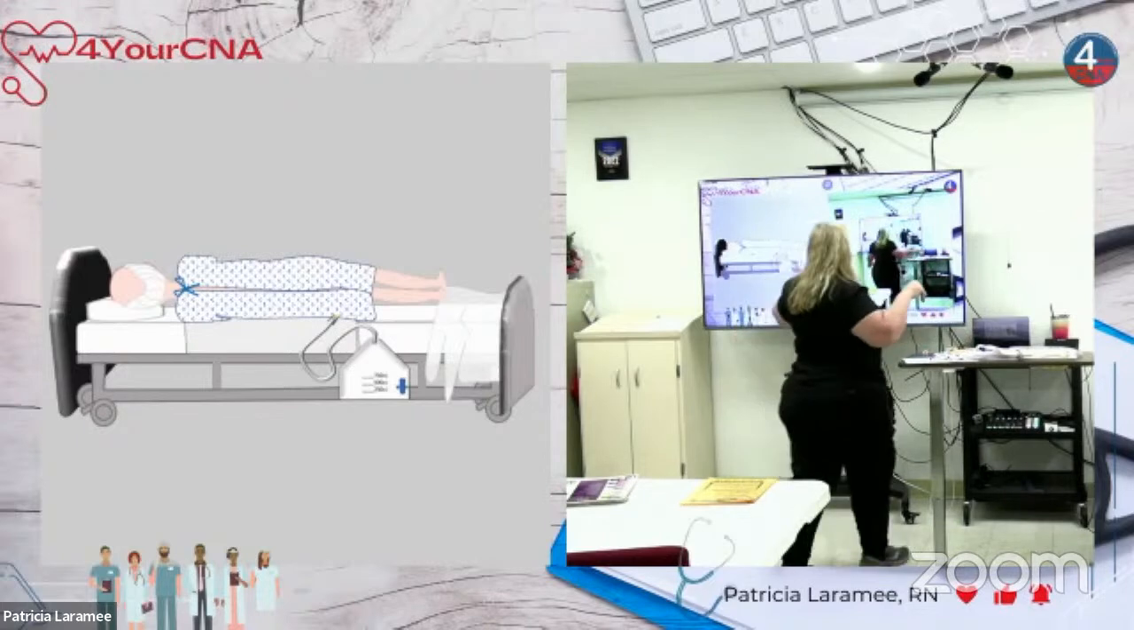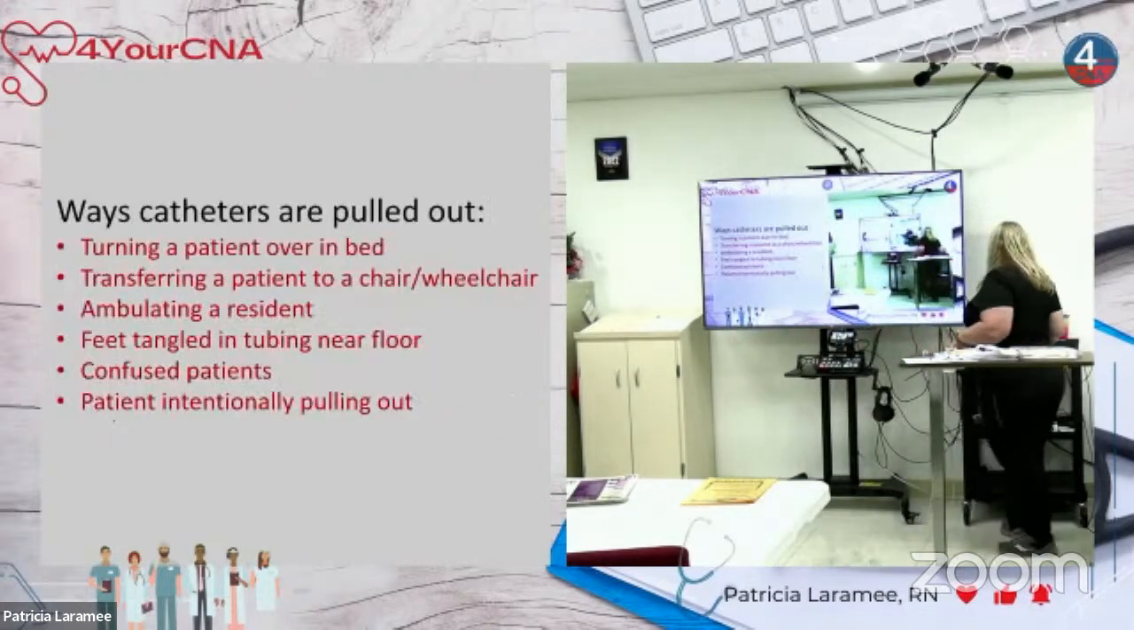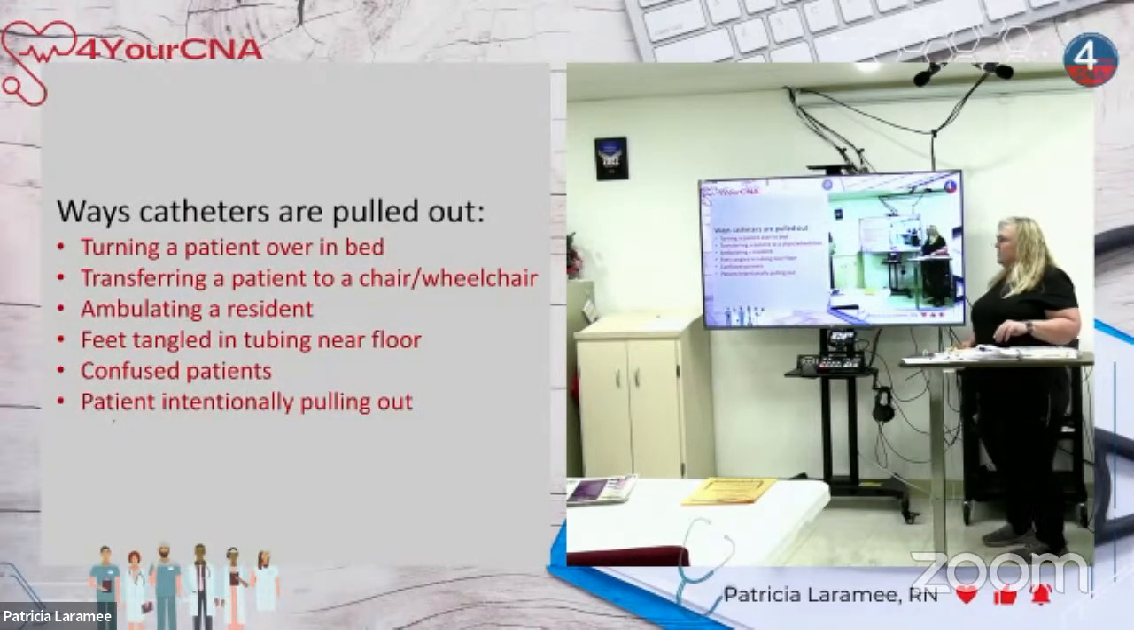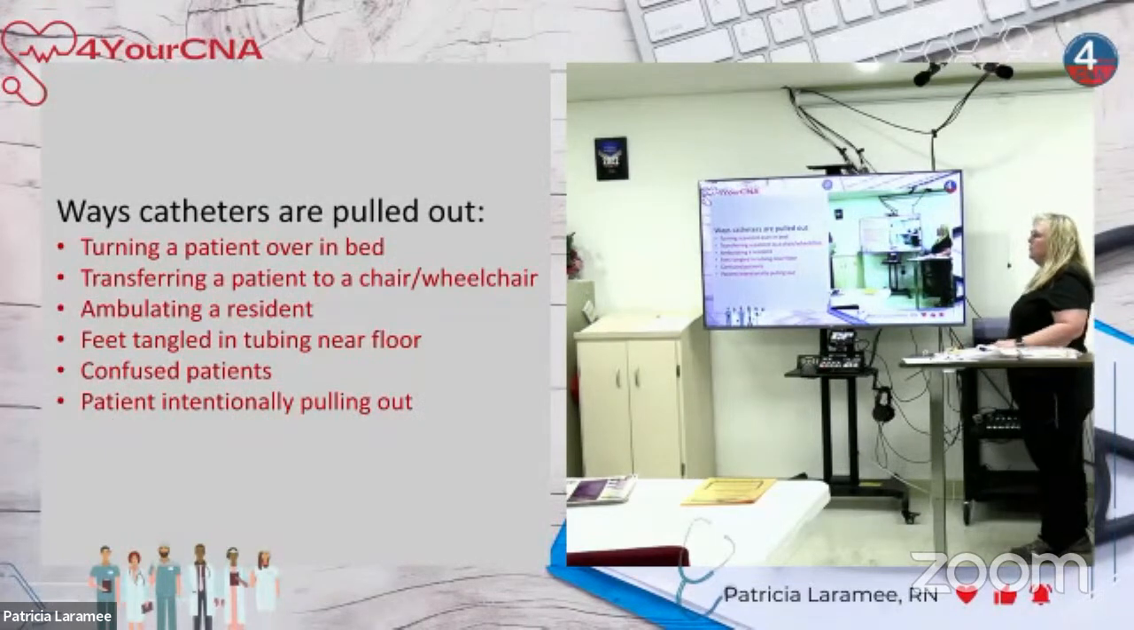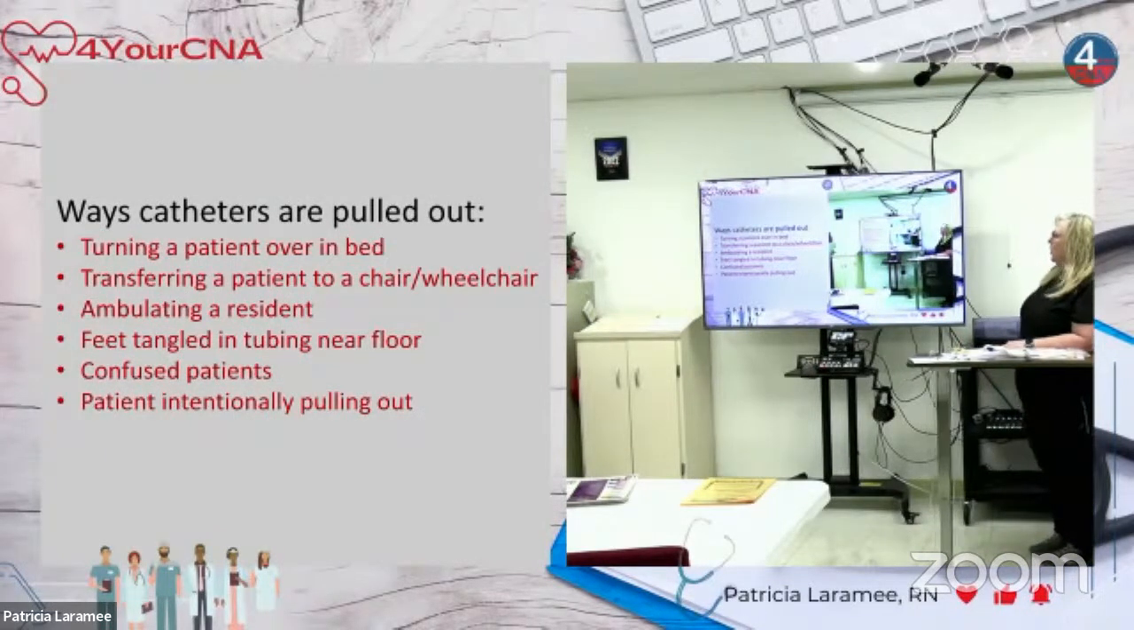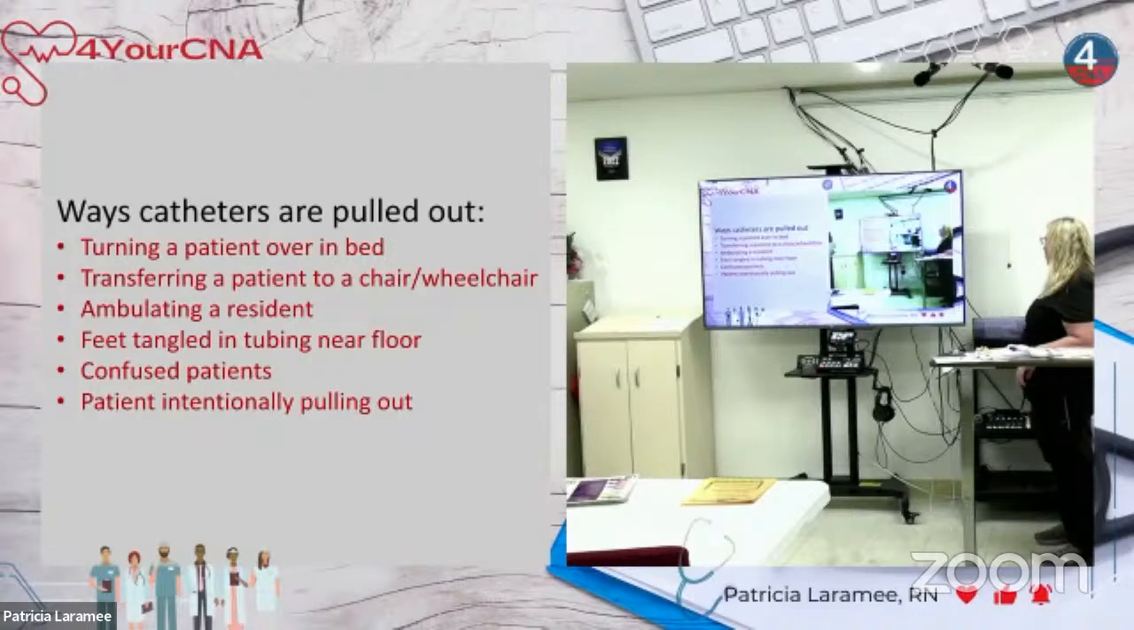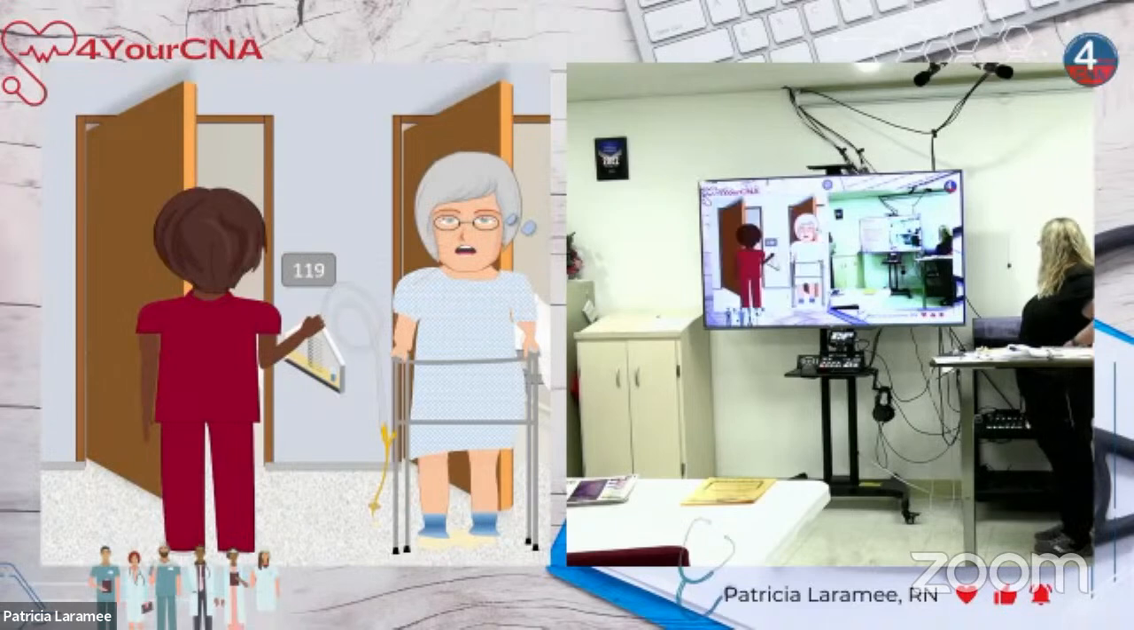And remember, the tubing should never be coiled on the floor. So these are ways that CNAs pull catheters out. When we turn a patient over in bed, when we transfer a patient to a chair or wheelchair, when we walk a patient, if our feet get tangled in tubing that's near the floor. Confused patients, and patients sometimes will intentionally pull them out because they just don't want them there.